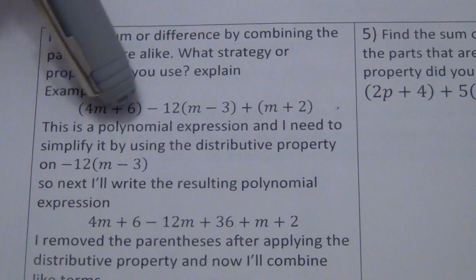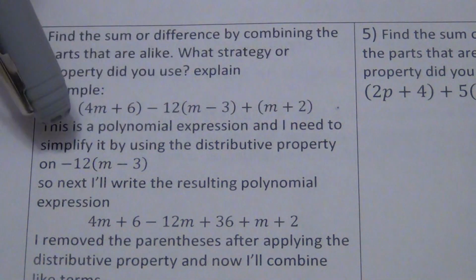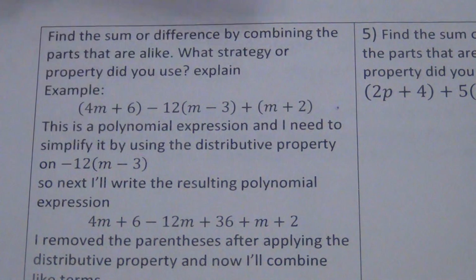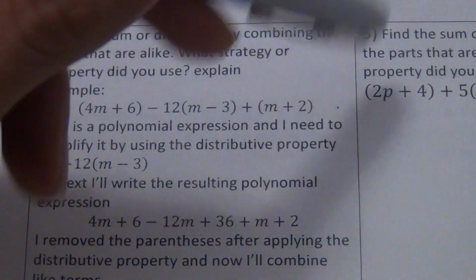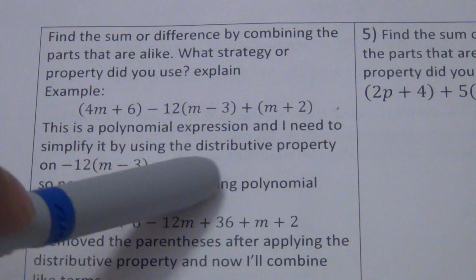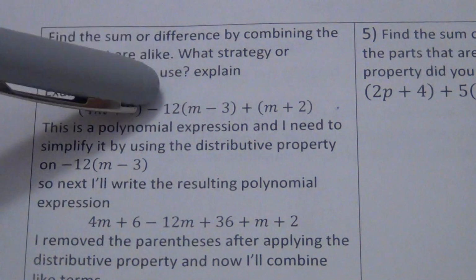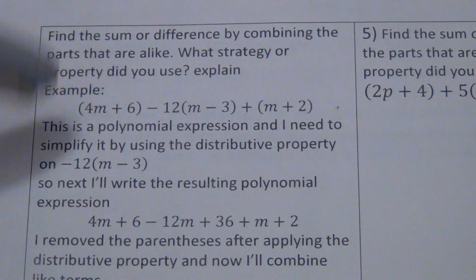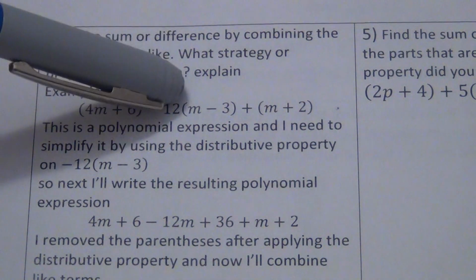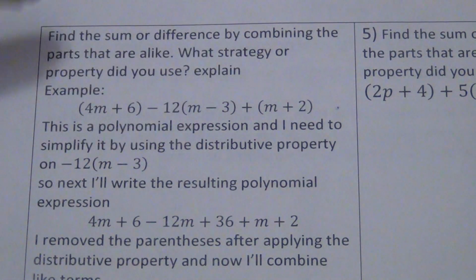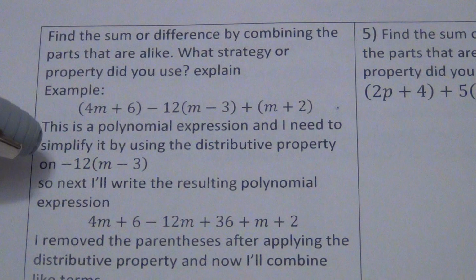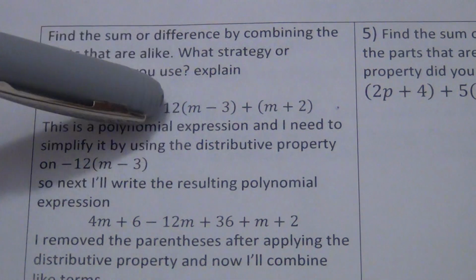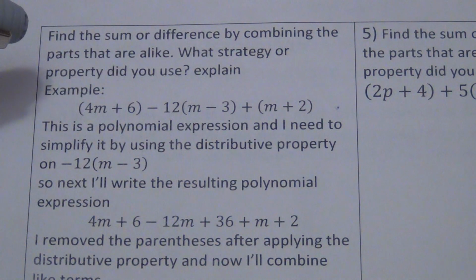So it says this is a polynomial expression, and I need to simplify it by using the distributive property. You have to write that. Well, you might not need to use the distributive property, but in this case we are. So I'm gonna use the distributive property on negative 12 times m minus 3. So negative 12 times m is negative 12m. And negative 12 times negative 3 is positive 36.